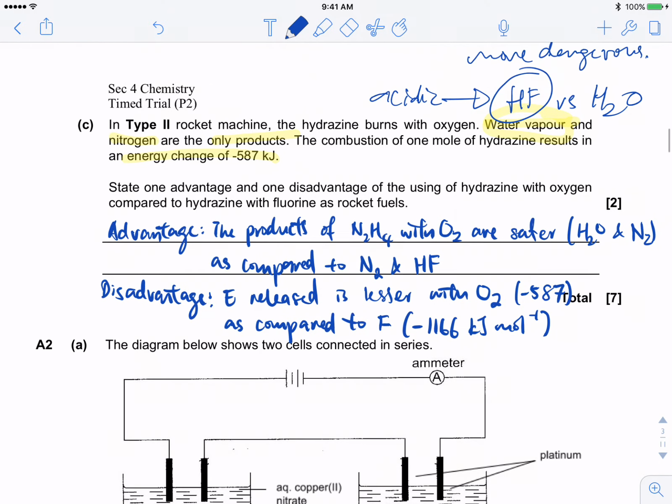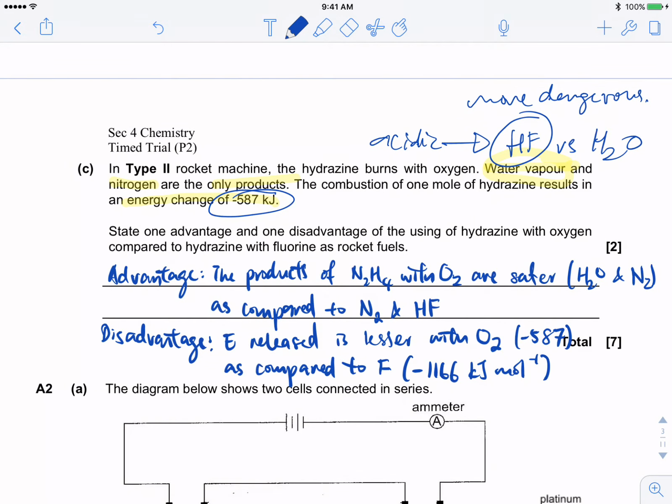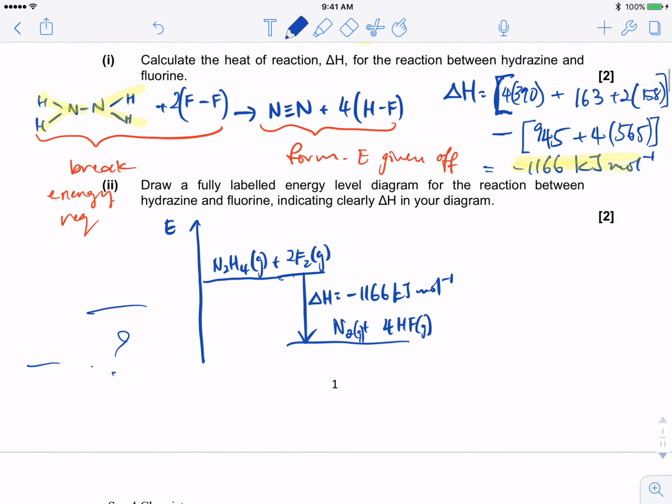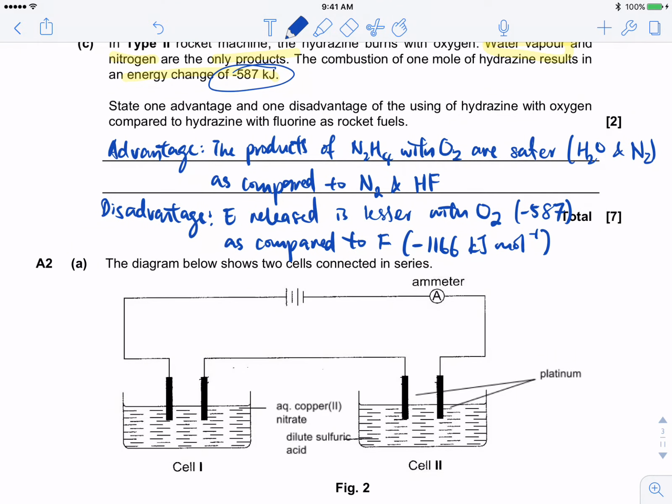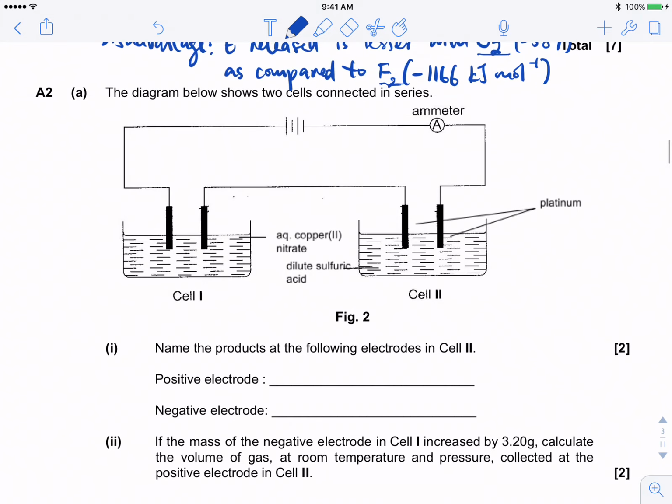The disadvantage though, you can compare the energy change. One is negative 587, the other is 1166 kJ per mole. So it's almost twice of that. So the energy release is lesser when we use oxygen gas reacting with 1 mole of hydrazine as compared to using fluorine gas, F2.